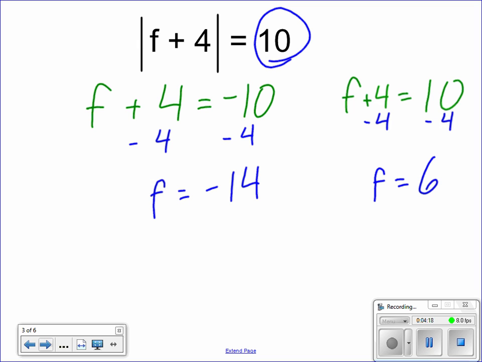And you can plug both those back into your original problem here. Negative 14 plus 4.